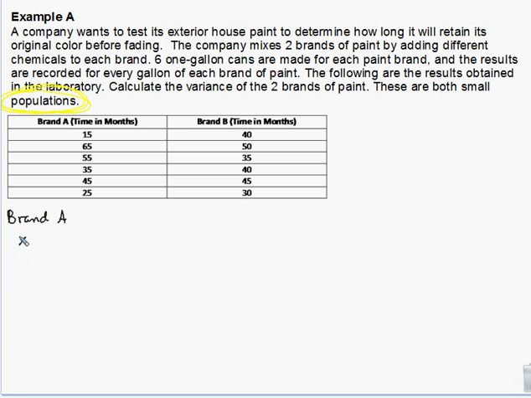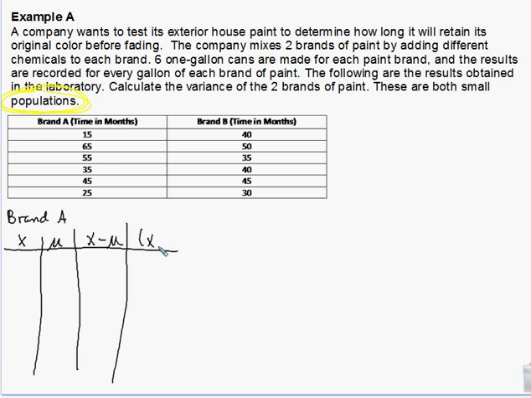Okay, and so we have to have our data points. We need the average. Oops, sorry, we're doing population. I'm writing the wrong letter. We need our average, which is mu. And then we have to subtract our average from all of our data points, and then we have to square it. And we need those numbers to calculate the variance. And here's why a data table is the best way to do this.